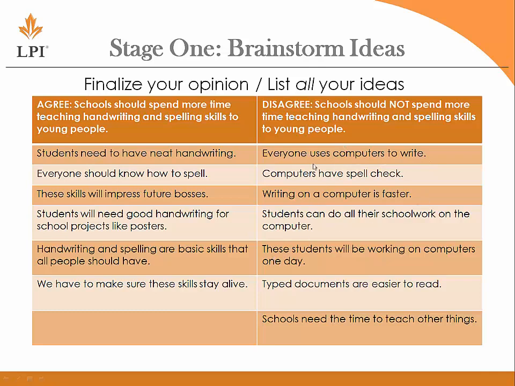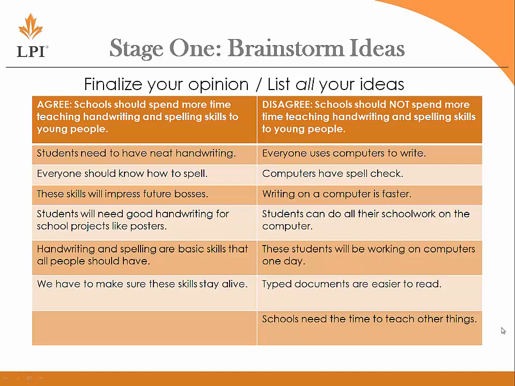Now, I looked at all the brainstorming ideas I came up with, and I see two important things. First of all, I see that I have more ideas for the disagree side, which is schools should not spend more time teaching handwriting and spelling skills to young people. And I'm also noticing that the vocabulary and sentence structure for the disagree side is a little simpler. So, for these reasons, I'm going to choose to disagree with the question even though I actually agree with it.